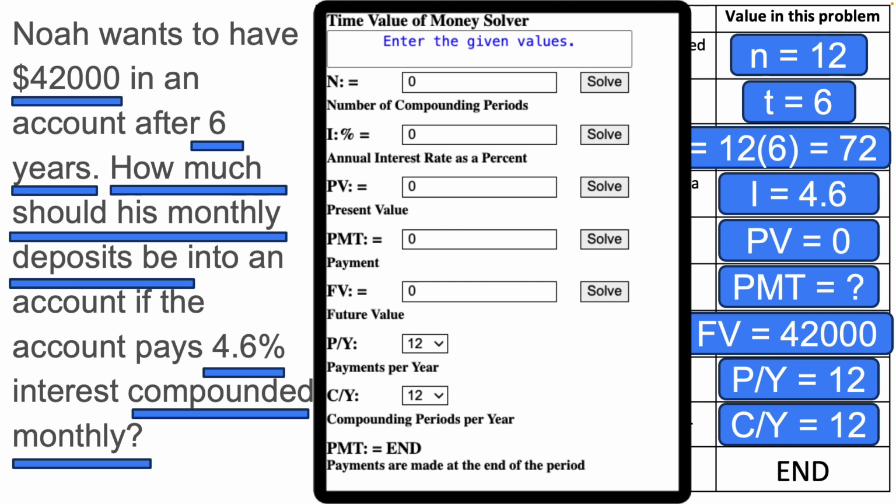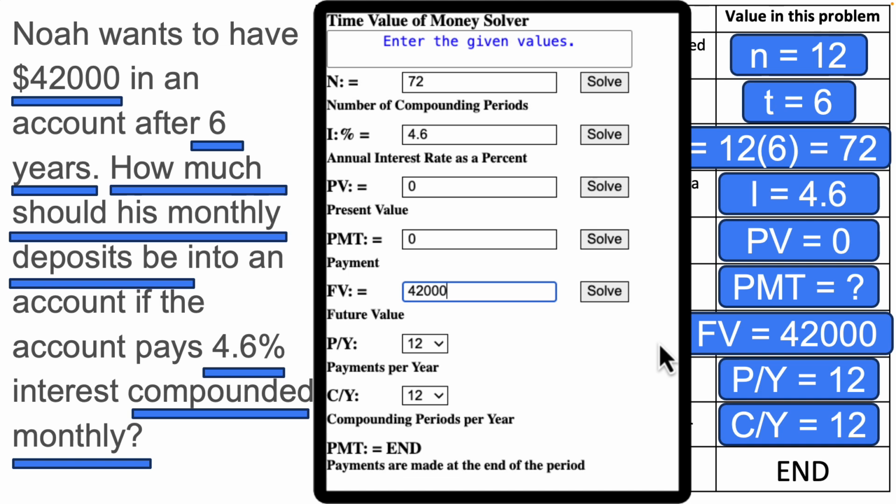Here is the time value of money solver that I have included as a link in the video description. We found that capital N, the number of compounding periods, was 72. I, the interest rate, was 4.6%. PV, the present value, was 0. He's not making an initial deposit into this account. PMT, the payment, is the unknown value, so we'll just skip that for right now. FV, the future value, is positive 42,000, since that value will eventually be an inflow for Noah.